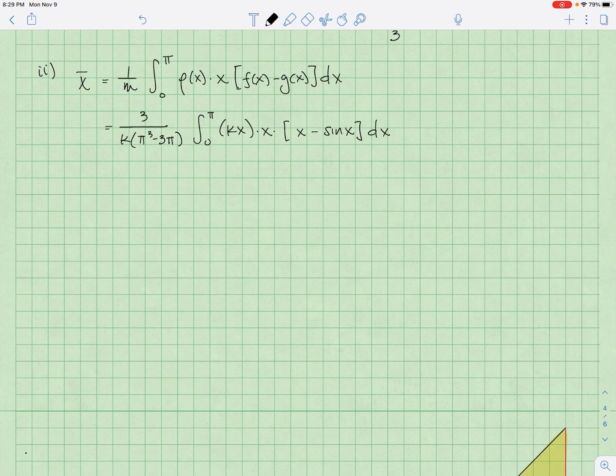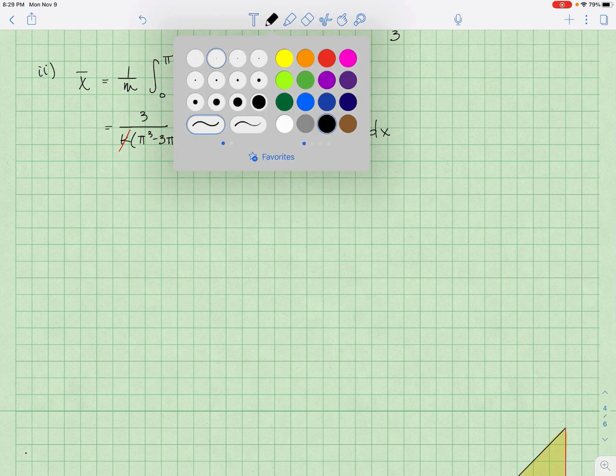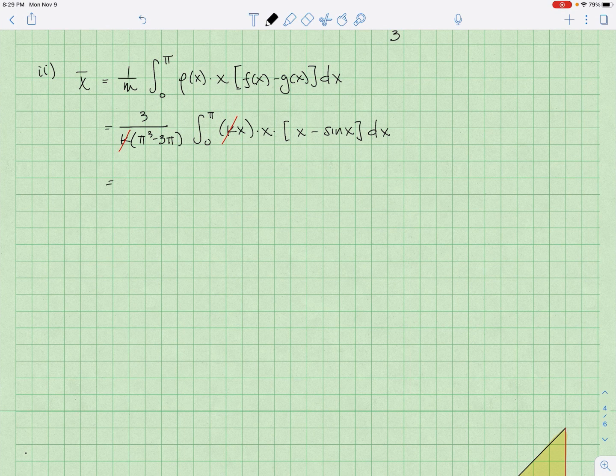Cleaning this up a little bit, we're going to see a couple of nice things. You're going to note here that since k is constant, it's going to cancel out of the problem, and our center of mass no longer depends upon the constant of proportionality. So that's nice. Let's see, what else are we going to get here? We're going to get 3 over pi cubed minus 3 pi times the integral from 0 to pi of x cubed minus x squared sine x dx.